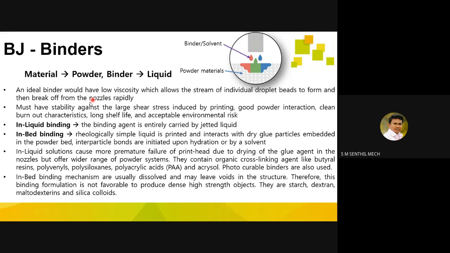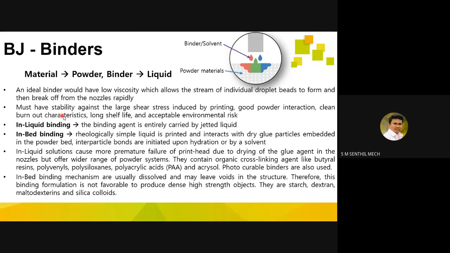Binder must be of low viscosity and must have stability against the large shear stress induced by printing. When you are printing, you will be moving the nozzle back and forth. During that, shear stresses will be induced on the binder liquids, so it should withstand them. It also needs good powder interaction: it has to interact and penetrate into the gaps between the powders.